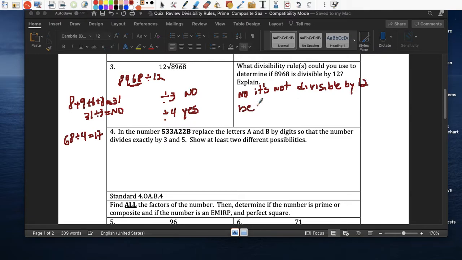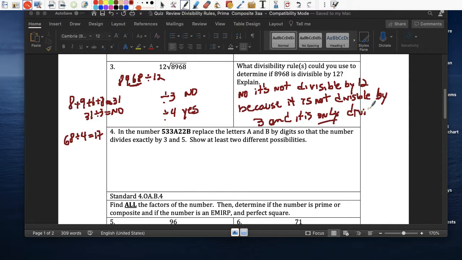because it is not divisible by 3. Okay, and 4. It has to be divisible by 3 and 4. In this case, it's only divisible by 4, right? But not 3. That might confuse you guys. So let me write this. It's not divisible by 12 because it's not divisible by 3. And it's only divisible by 4.